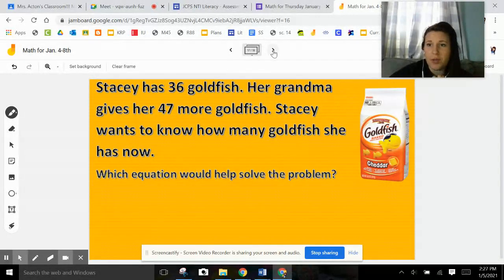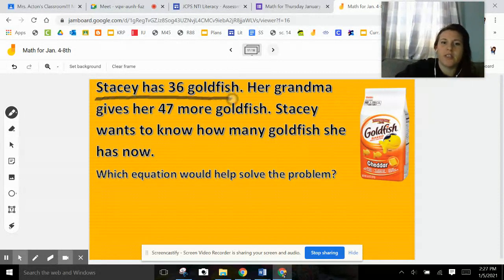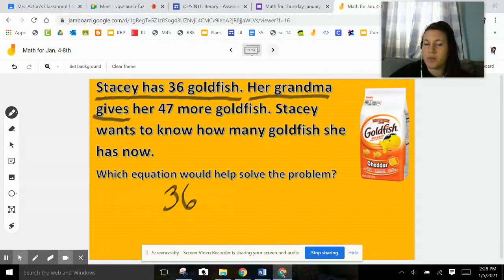So follow along with the sentences. Stacy has 36 goldfish. So I need to put the number 36 because that information is important. Her grandma gives. So when someone's giving you some, are you adding to your collection or taking away from your collection? Is your collection getting bigger or is it getting smaller? Somebody's giving you something, so it's getting bigger, which means you're adding. So her grandma gives her 47. So we're adding 47 more to her collection.